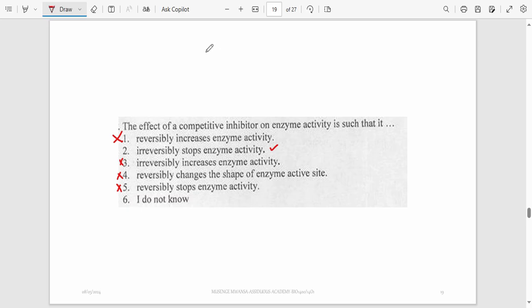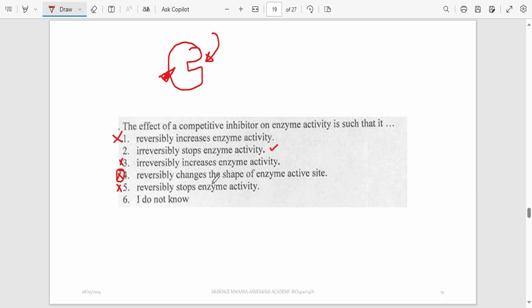Okay. So let me clarify. When you have an enzyme, the inhibitor comes to bind to the allosteric site, and the shape of the active site is going to end up changing. Here we're talking about a competitive inhibitor. Competitive inhibitors don't bind to the allosteric site. They bind to the active site. So that's why option 4 is not correct.